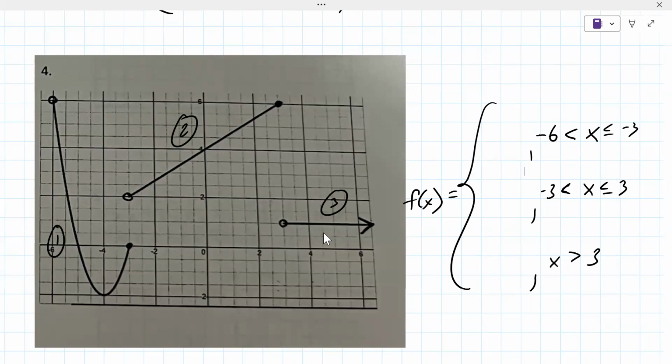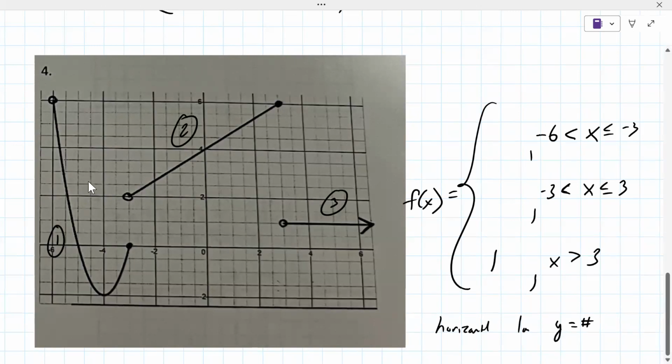What is that y value? For which one? Number three. What's the y value? It is 1. It is always one. So again, a horizontal line is always y equals a number. That number is the y value. Okay.